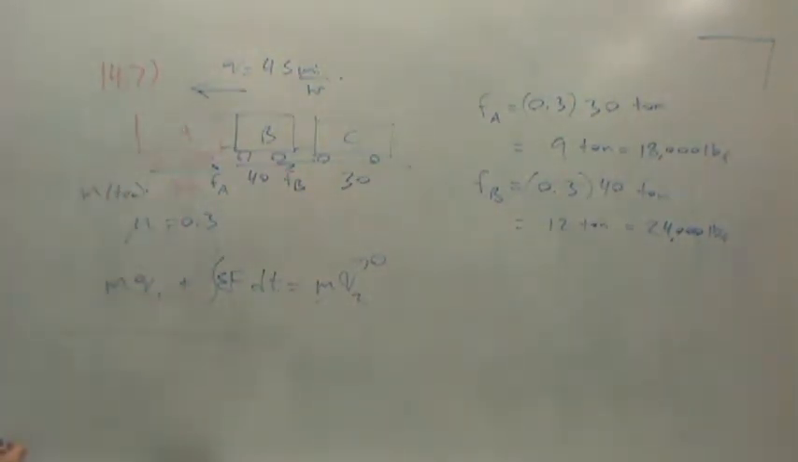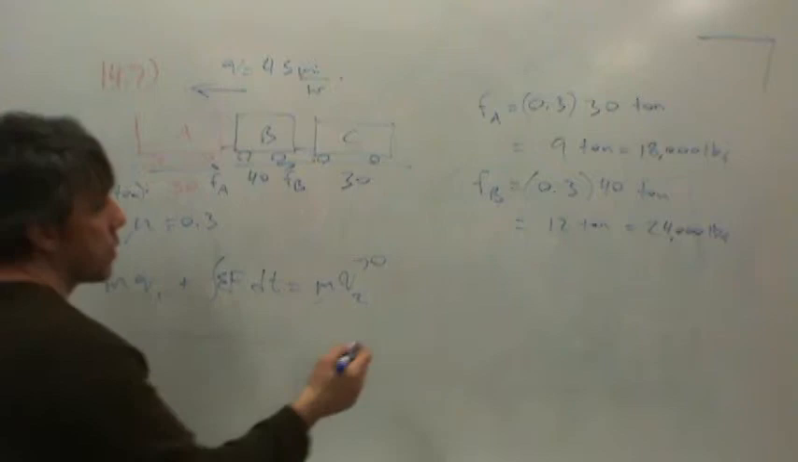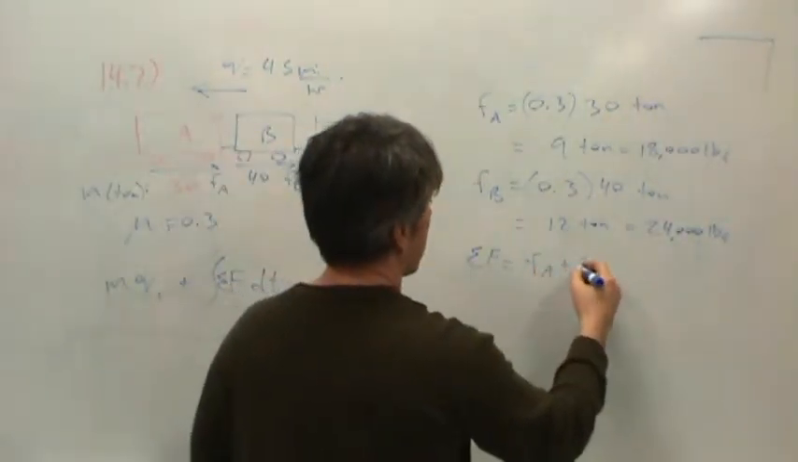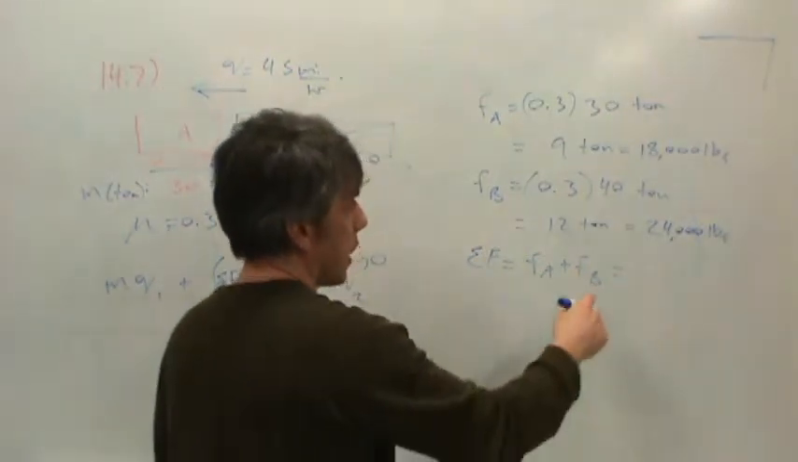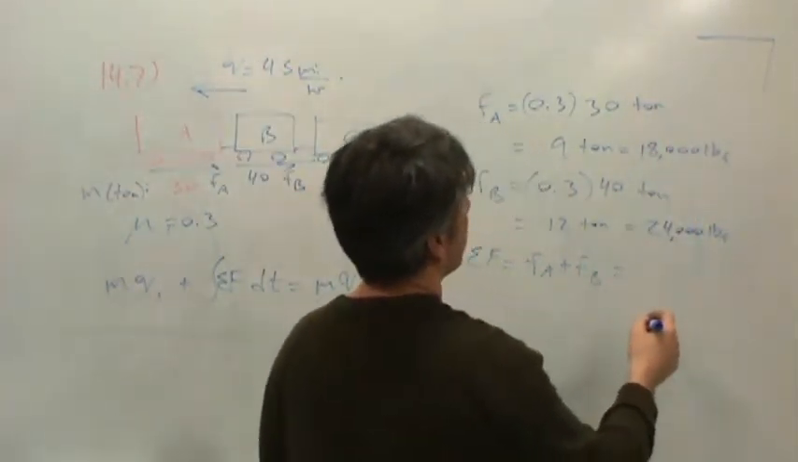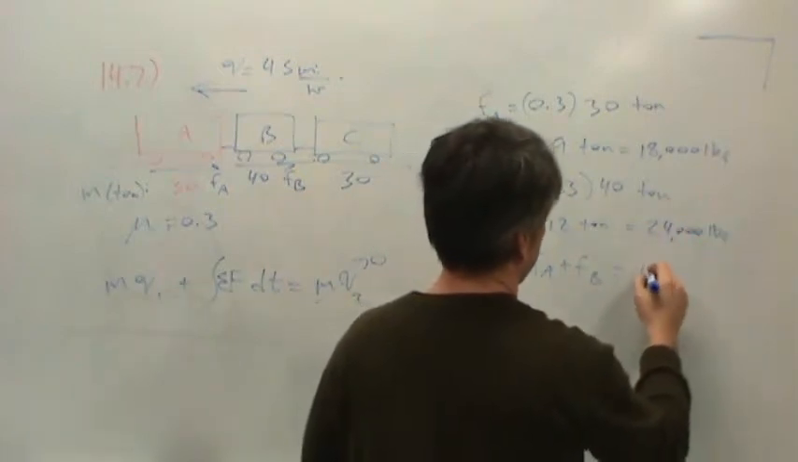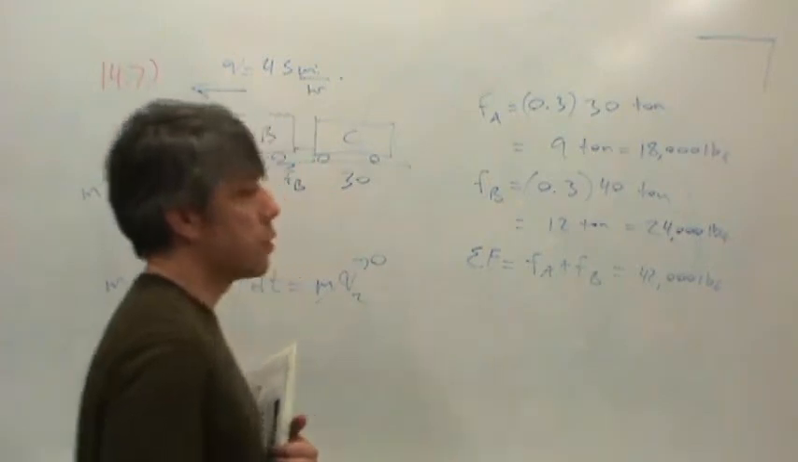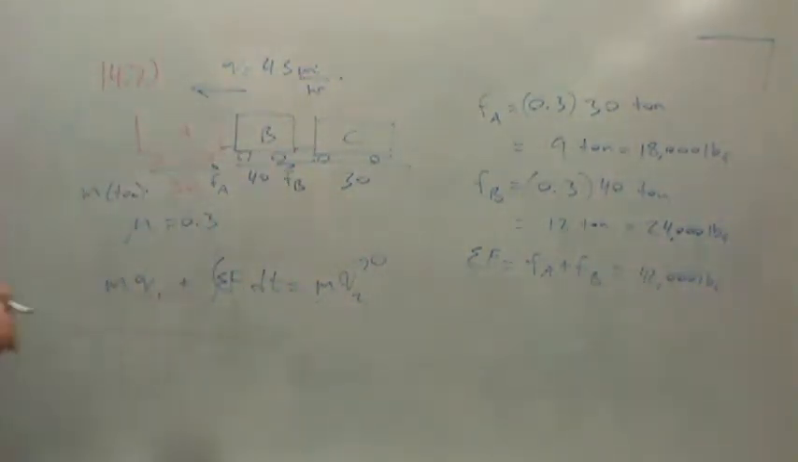Okay? So now we have this sum of forces, basically. The sum of forces is just the frictional force on A plus the frictional force on B. And that's a total of 18,000 plus 24,000. And so that would be, what, 42,000? I did the math right? That should be the force acting on A, B, and C all together. And that's the sum of the forces. Okay.